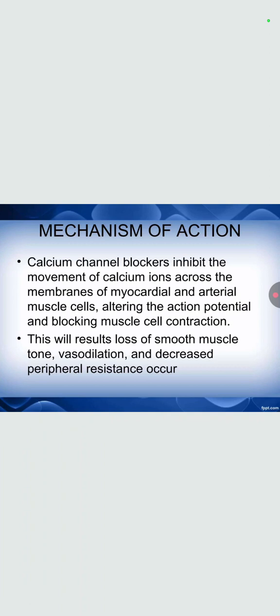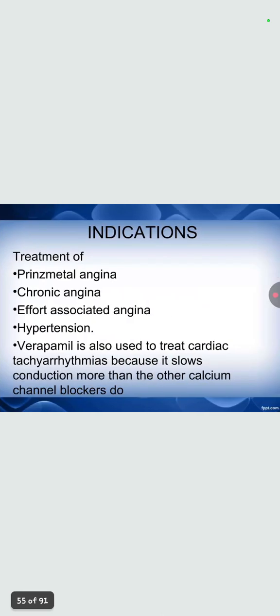blockers. They inhibit the movement of calcium ions across the membrane of the myocardial and arterial muscle cells, altering the action potential and blocking muscle cell contraction. This results in loss of smooth muscle tone, vasodilation, and decreased peripheral resistance. It decreases the preload and afterload, which results in decreased cardiac workload and oxygen consumption.